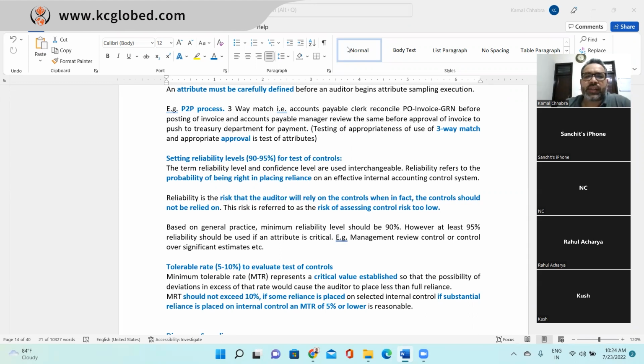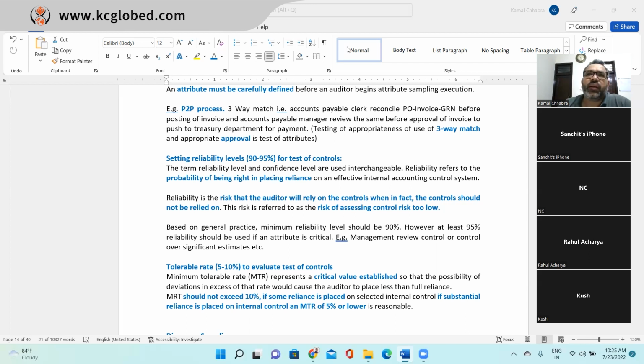First is setting the reliability level between 90 to 95% for test of control. So why 90 to 95? Why not 100? Why not 80? I'm sure this question might come to your mind, right? Why are we setting the reliability level between 90 and 95?